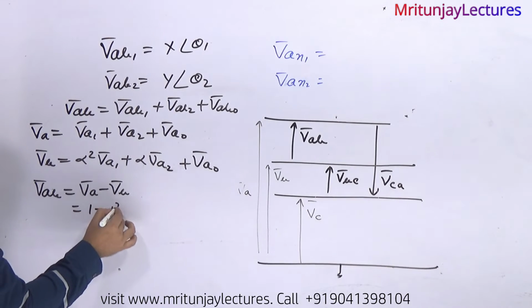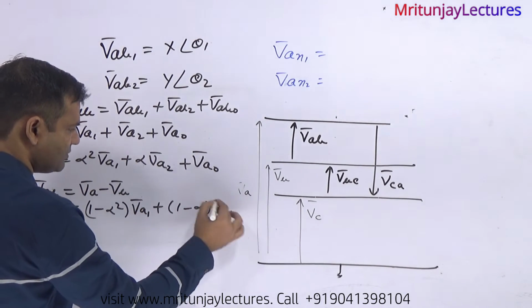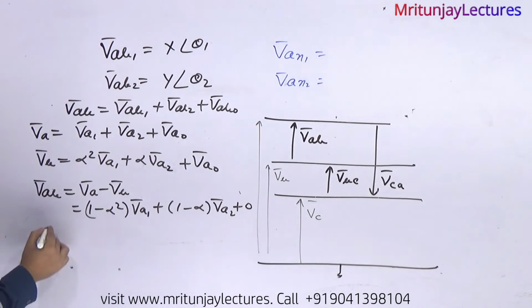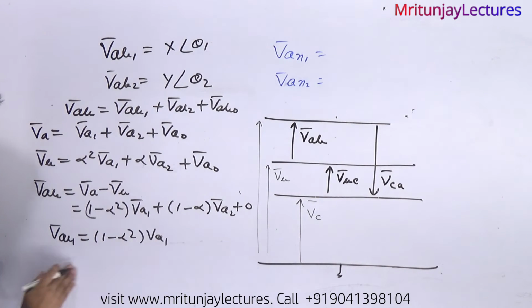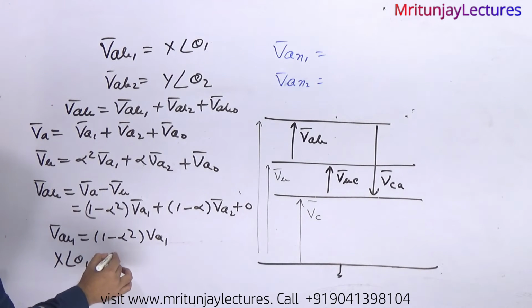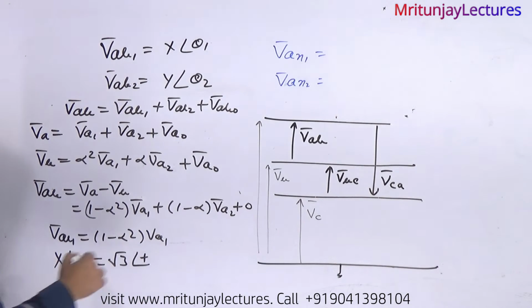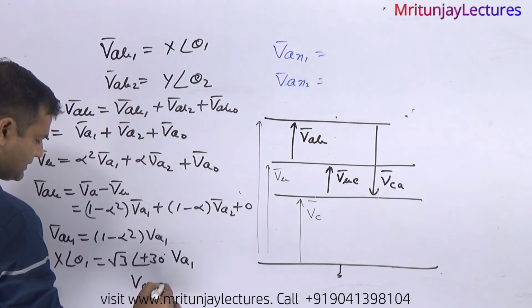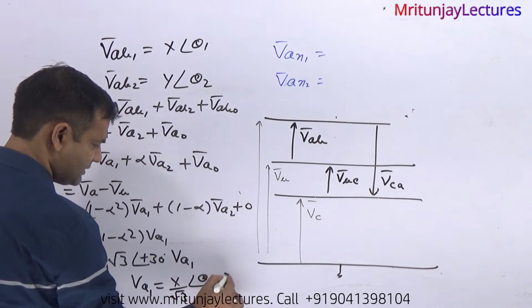Now V of AB means VA minus VB, that is 1 minus alpha square, that is VA1, and 1 minus alpha, that is VA2, and this one is 0. Okay, VA minus VB. So if you compare V of AB1, that is 1 minus alpha square into V of A1. Okay, this value is given x at the angle theta 1, and this value is root 3 at the angle plus 30. So V of A1, that is x by root 3 at the angle theta 1 minus 30 degree. Clear?